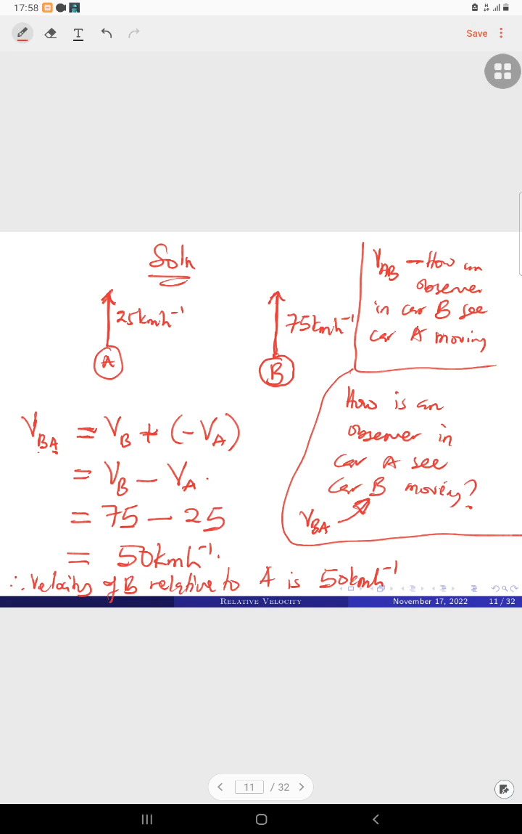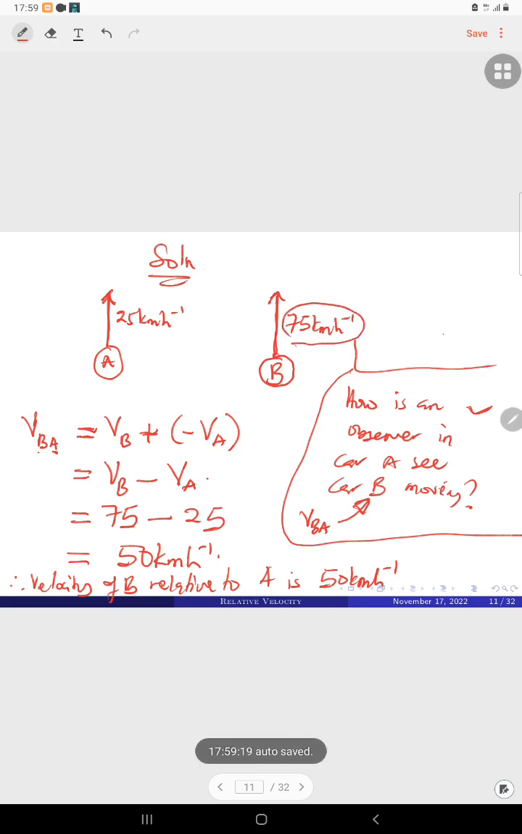So for this question, this is what they want us to find. You can go back, pause it, and write these ones somewhere. How does an observer in car A see car B moving? That is the meaning. Originally, B was moving with 75 kilometers per hour, according to the question. But when we found VBA, we got 50 kilometers per hour.